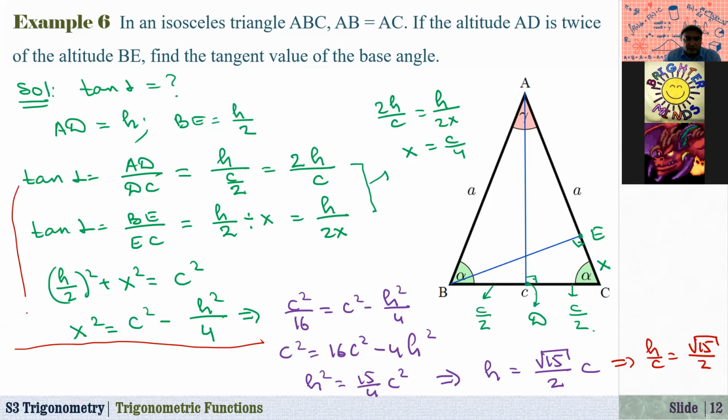So now from here, we can write our answer: tangent of alpha is equal to 2 times H over C, right? 2 times H over C. H over C is equal to square root of 15 over 2. That's equal to square root of 15. That is the answer. This is how we just do some brainstorming and mental exercise.